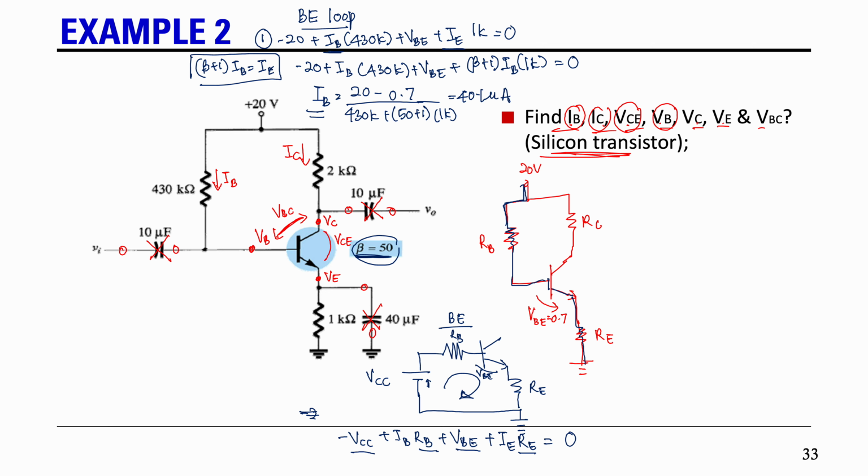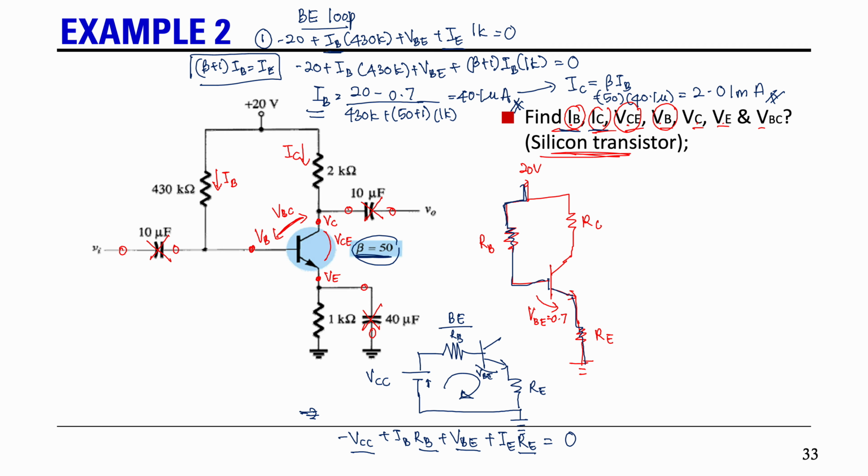Please calculate this. Once we know the value of IB, can we determine our IC? Yes, we can, because IC equals beta IB. So beta is 50, then your IB is 40.1 micro. Then we will get our IC equal to 2.01 milliampere. So we have our IB, we have our IC. This is settled and this is settled.